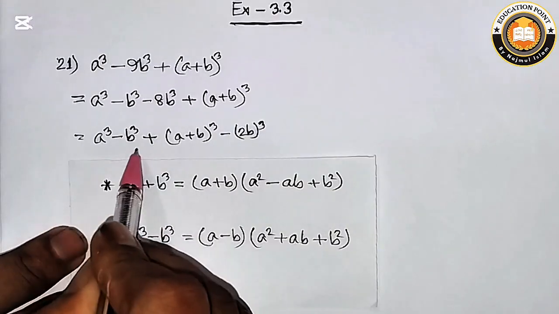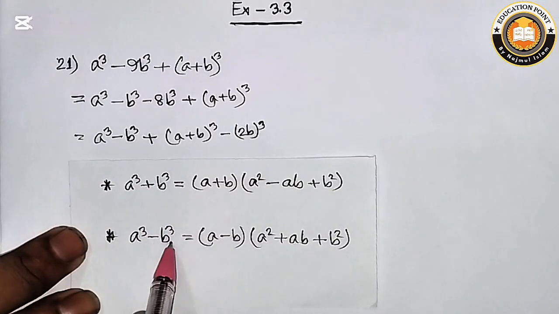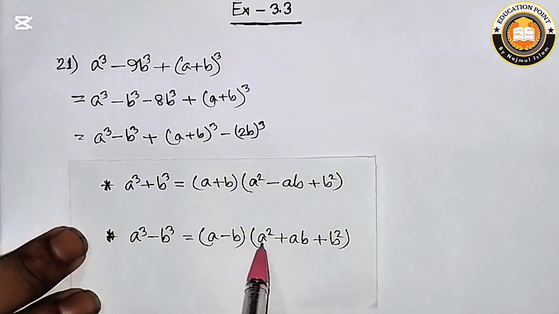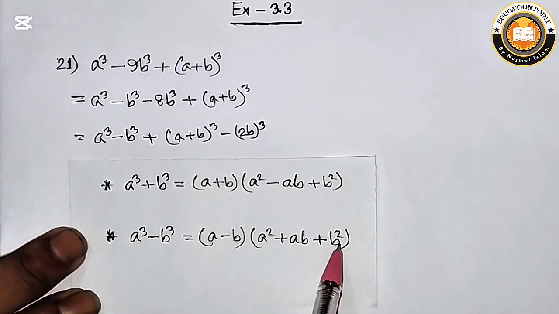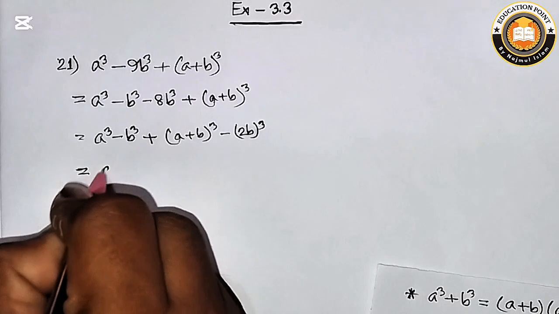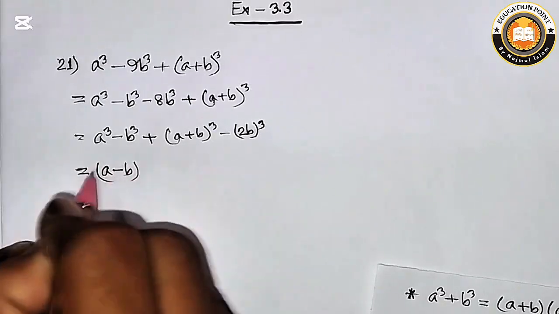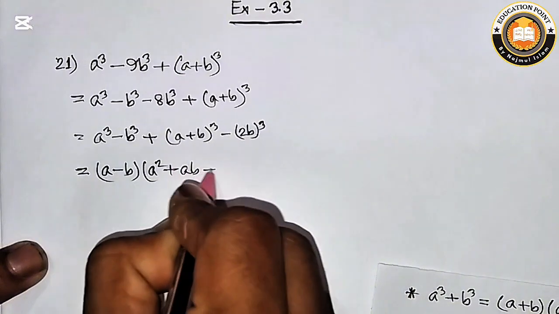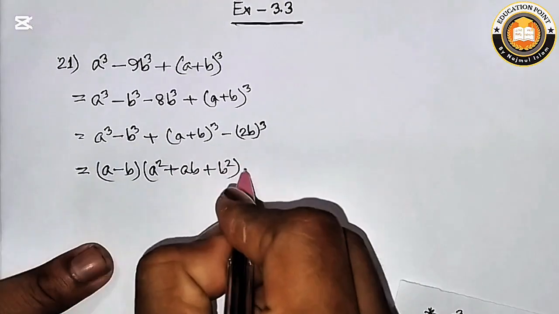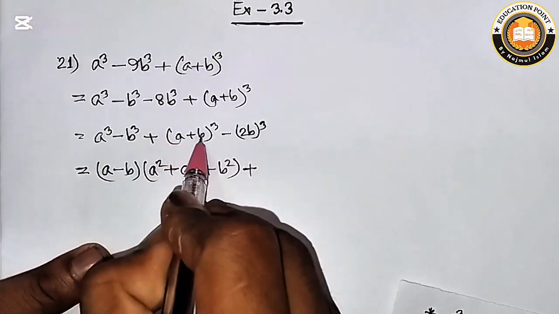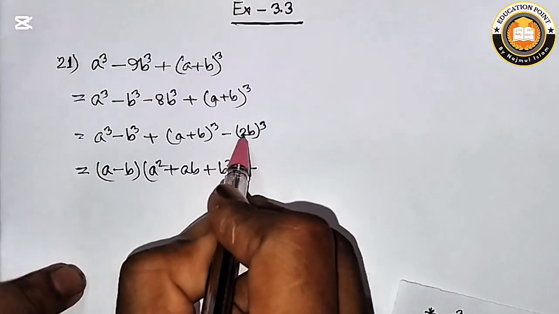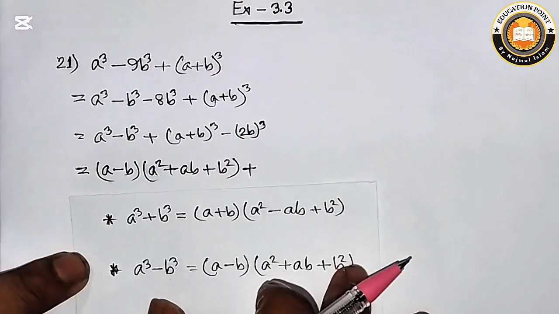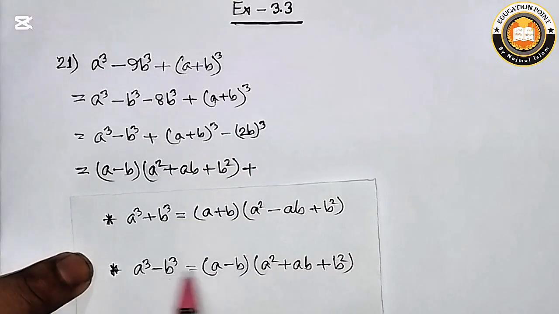Here we will apply the formula of a cube minus b cube, that means (a minus b) into (a square plus ab plus b square). (a minus b) into (a square plus ab plus b square) plus, here we will apply the formula of a cube minus b cube, that means (a minus b) into (a square plus ab plus b square).